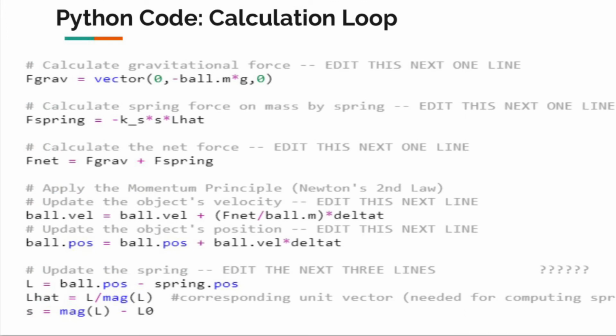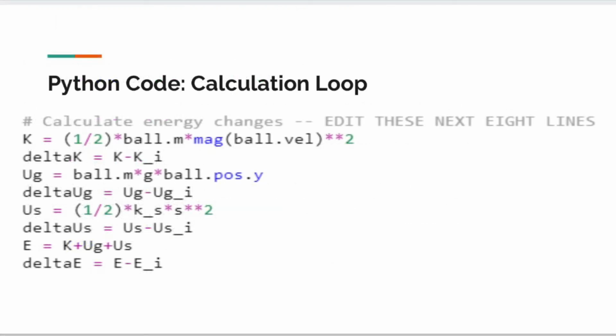Then I was able to define my energies to find the total energy of the system, but first I found that the net force was F grav plus F spring, and I updated the position and velocity in Newton's second law. With the updated position, I was able to find the updated length and direction of the spring.